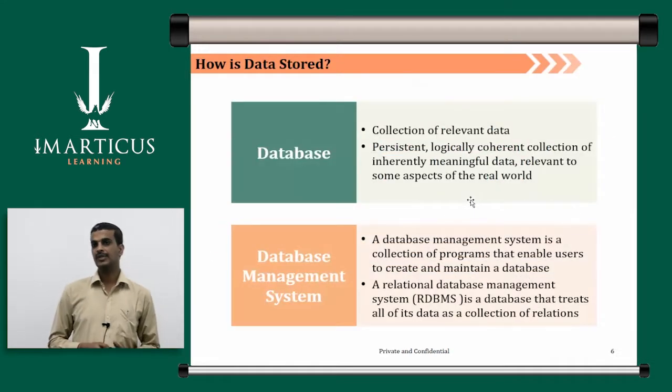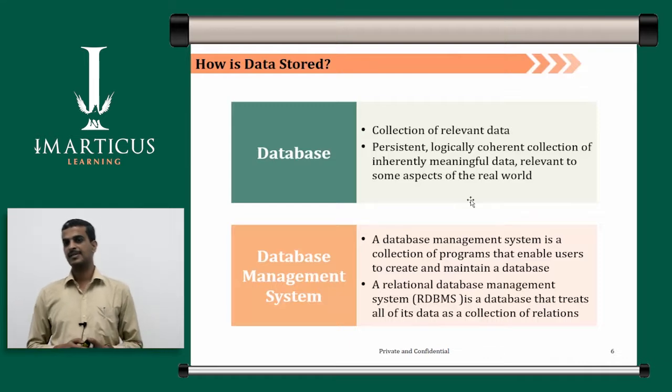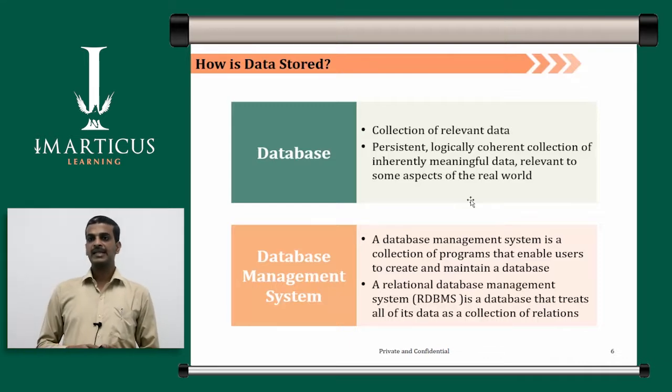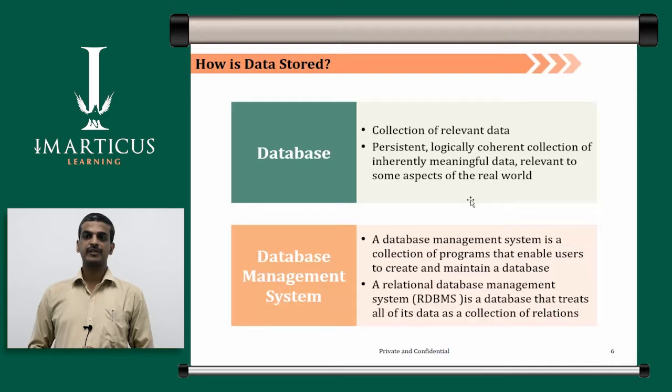Now let's understand how data is stored in databases and database management systems. So a database is nothing but a collection of relevant data. It is a persistent, logically coherent collection of inherently meaningful data relevant to some aspects of the real world. A database management system is a collection of programs that enable users to create and maintain a database. A relational database management system is a database that treats all of its data as a collection of relations.